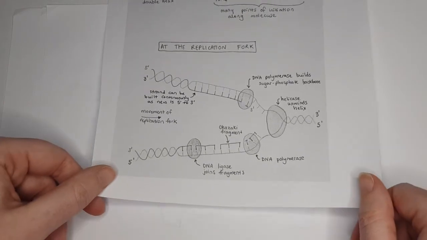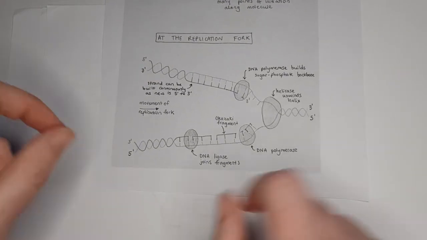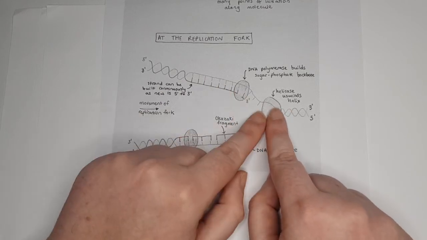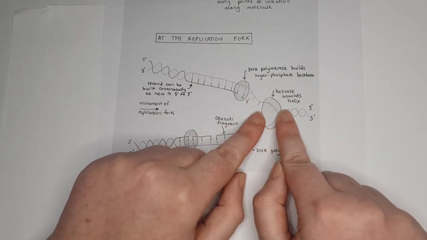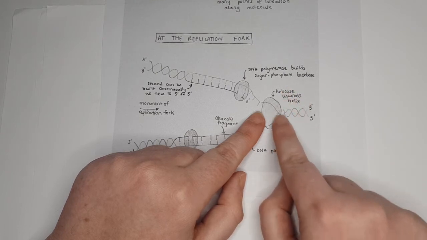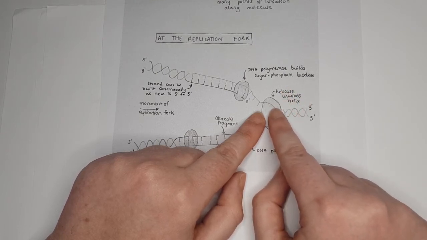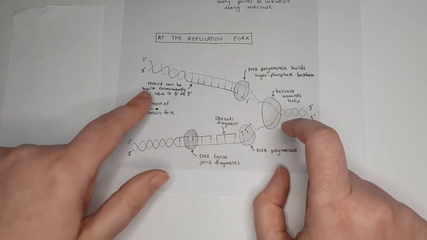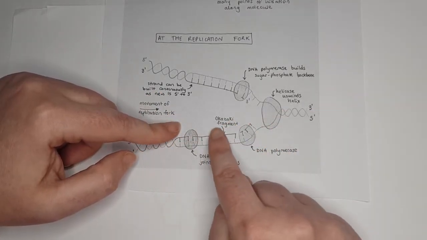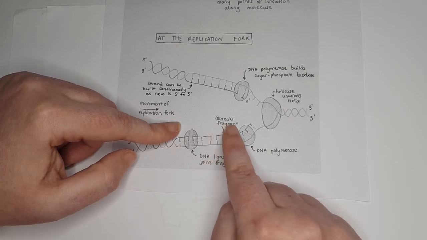Okay, and what happens at that replication fork is we have an enzyme that is breaking the hydrogen bonds, and that enzyme is called helicase. So helicase breaks the hydrogen bonds, as I just showed you. We have our new nucleotides coming in fragments, and we call those the Okazaki fragments.